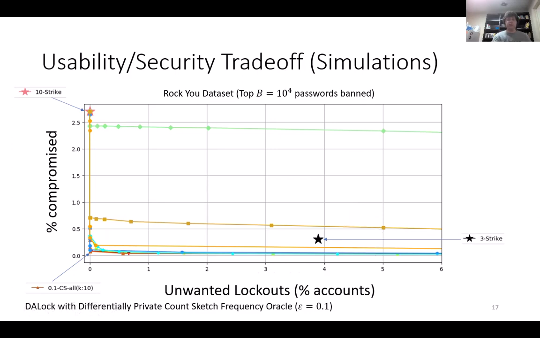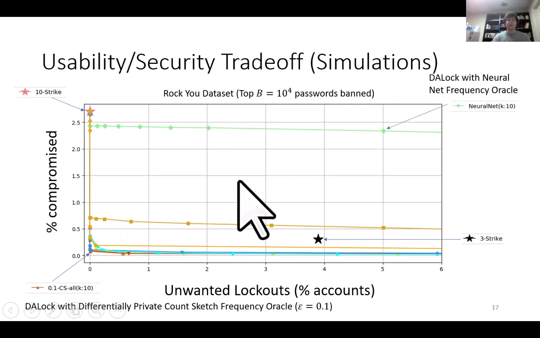For example, by setting our strike threshold to 10 and tuning the hit count parameter appropriately, we were able to obtain an unwanted lockout rate and compromised rate, which are both very close to 0. However, it's important to ensure that DALock is instantiated with a reasonably accurate frequency oracle. In this case, the neural network frequency oracle is not very accurate, leading to inferior usability security trade-offs.